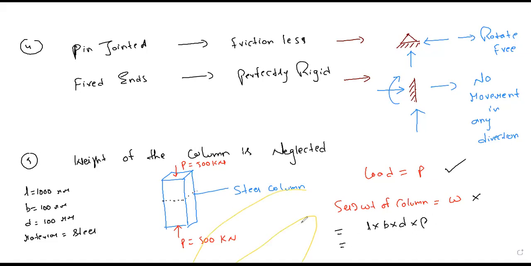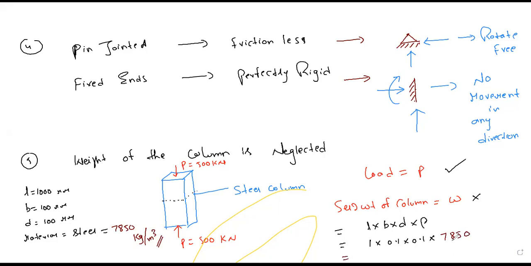Please don't write anything yet. Let me write in meters directly: 1 into 0.1 into 0.1 into the density of steel. What is the density of steel? 7.85 kilonewton per meter cube, or 7850 kg per meter cube. Remember, they are all standard values. Multiply this with 7850 kg.